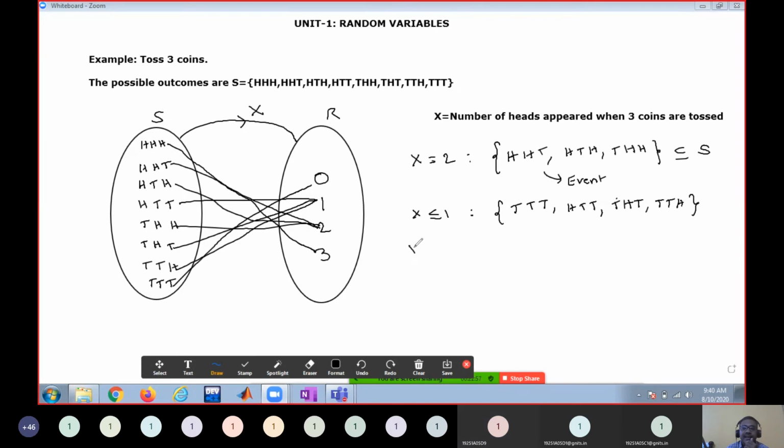Or I can ask what is x greater than 3? x greater than 3 means, what is x greater than 3? Empty set. Null set. Number of heads greater than 3 heads is impossible, so it's a null set. Or I can ask what is x greater than 2? x greater than 2 is nothing but what? In our case, x equal to 3.